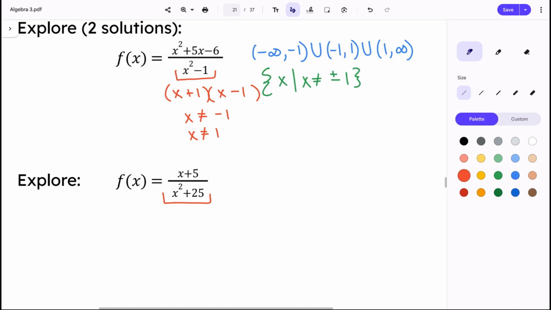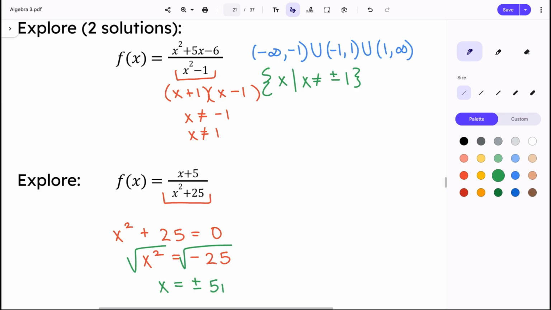So if I actually just set this equal to 0, how would you guys start to solve this problem? Okay, so I'd have x squared equals -25. And then what would you guys do? Square root it, because I have to get rid of that square. What is the square root of -25? 5i, right? Plus or minus 5i.